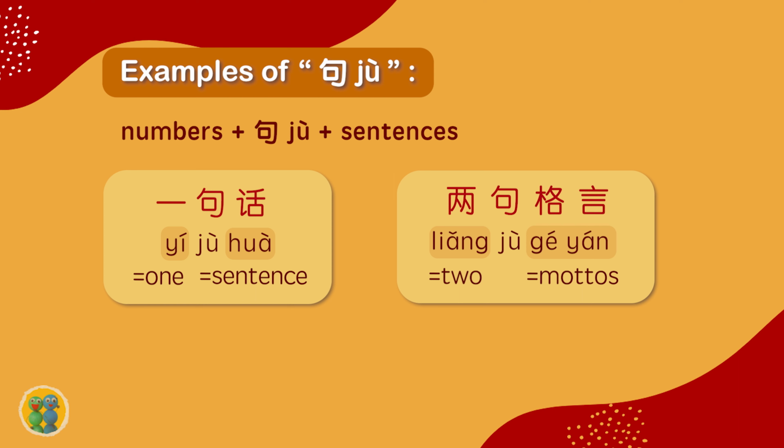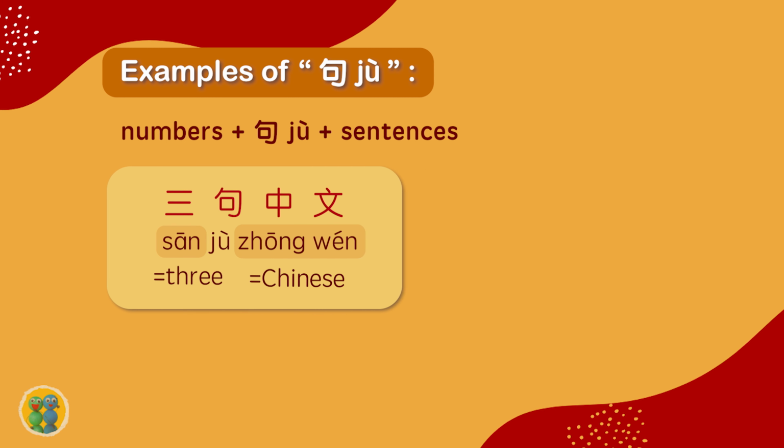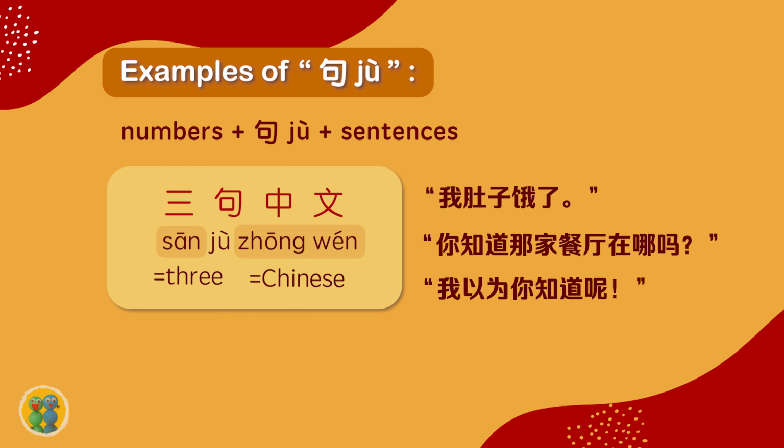Examples of 句. 一句话. 一 means one. 话 means sentence. 两句格言. 两 means two. 格言 means mottos. 三句中文. 三 means three. 中文 means Chinese.